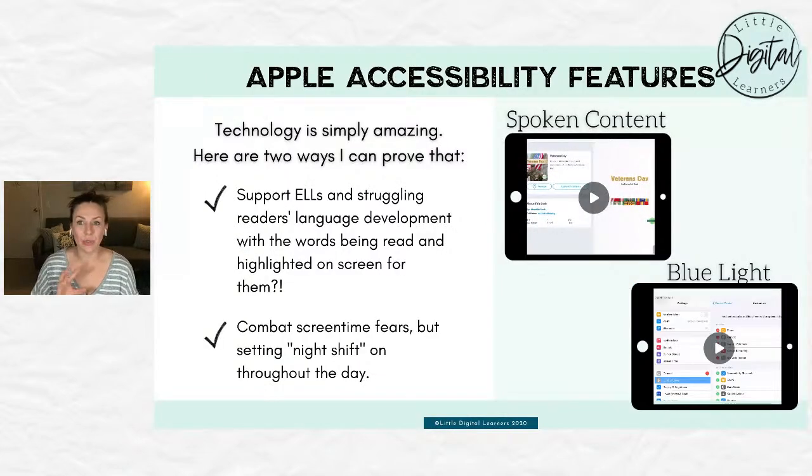Okay, so diving into Apple's accessibility features, easy for me to say. Technology is simply amazing. These are two ways that I can show you that. The first is with the accessibility feature of spoken content. It supports English language learners and struggling readers' language development by reading the words to them and highlighting the text as it goes. This can be used anywhere within the device. I will say sometimes it's a little robotic and glitchy, but it's better than nothing.